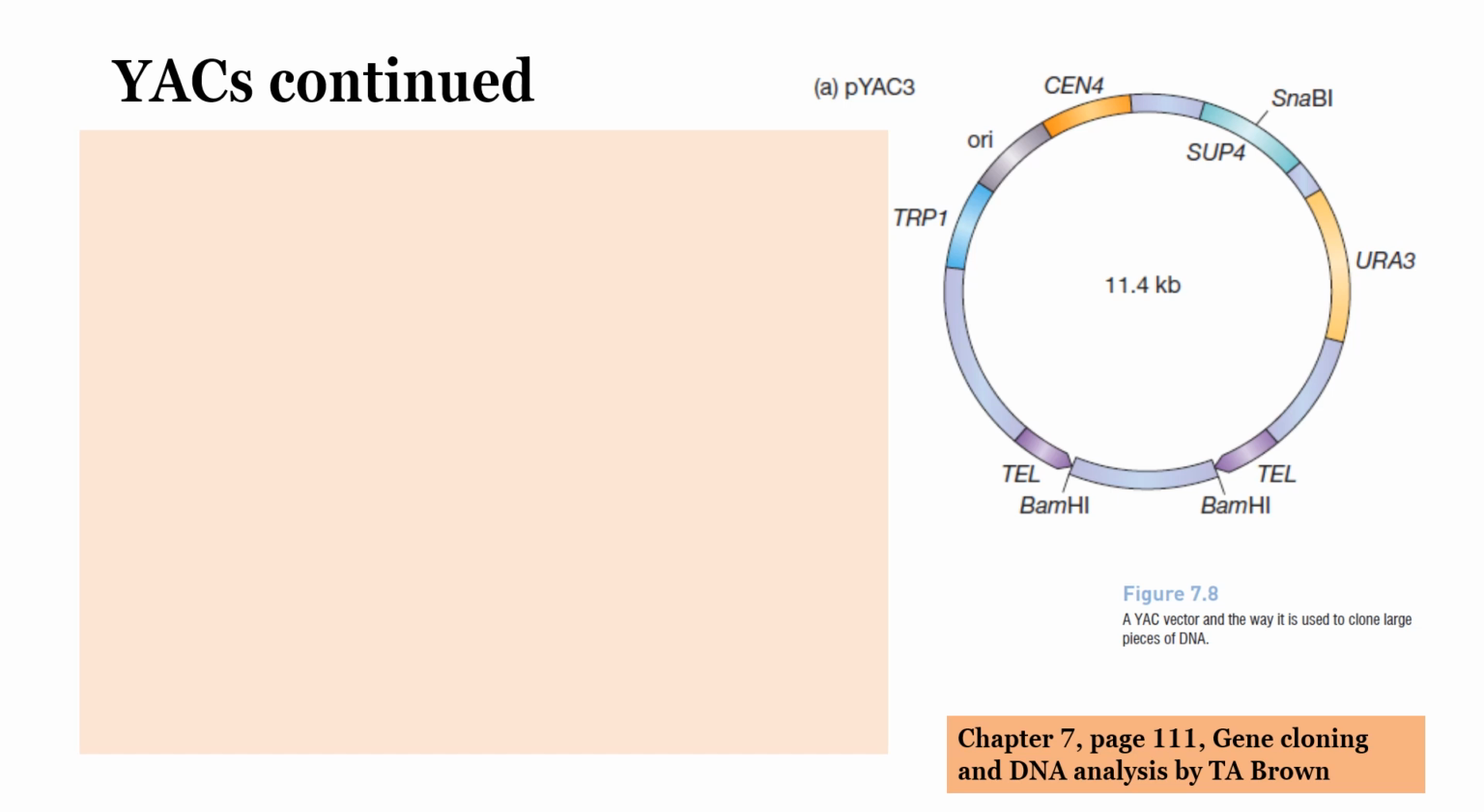So let's start with the origin of replication. So it has origin of replication here. It has been taken from the yeast 2 micrometer plasmid. Now besides that, it has a centromere region.